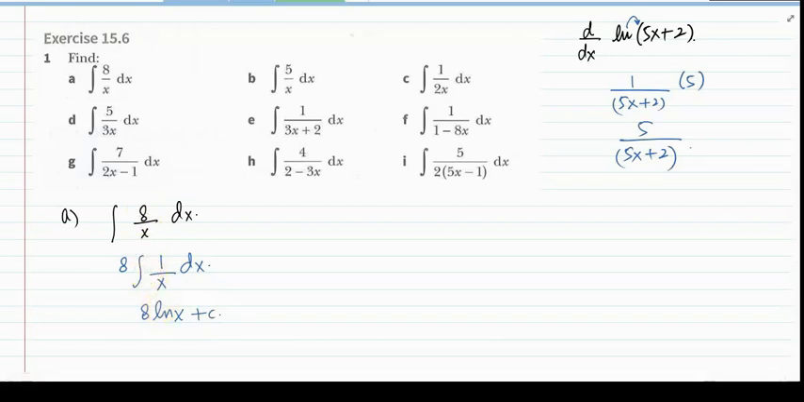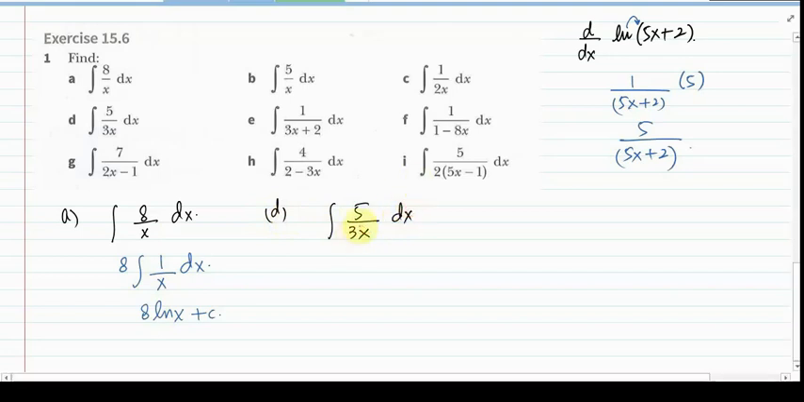If you got it, it's very good. If you don't get it, no need to worry about it. We are going to attempt some more questions. Not part B and part C, part D, because that is a little bit different. Now we need to integrate 5 divided by 3x dx.